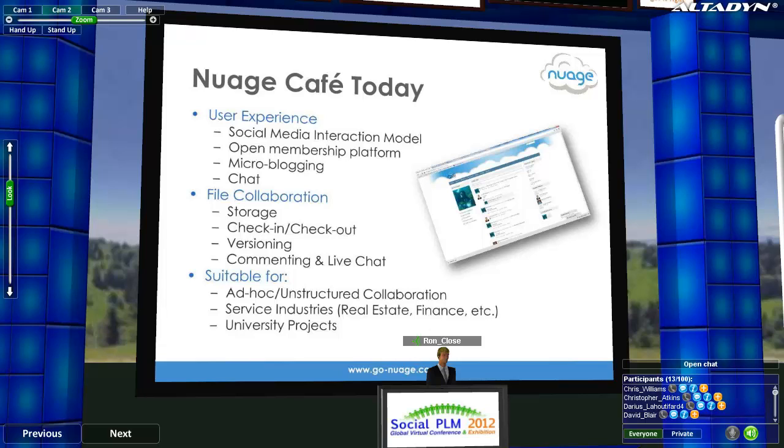Of course, just as you would expect, you have an update wall with the microblogging capabilities, the ability to comment and post on documents that you're involved in, on projects, and setting up groups and chat and other things that would make this a very comfortable user experience for you.